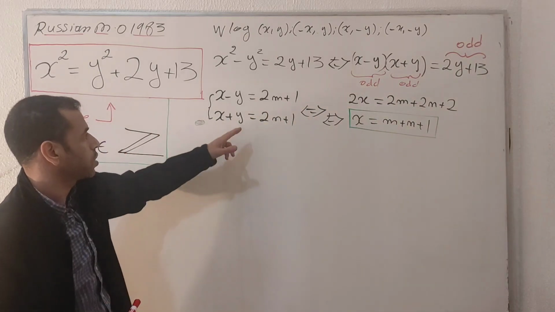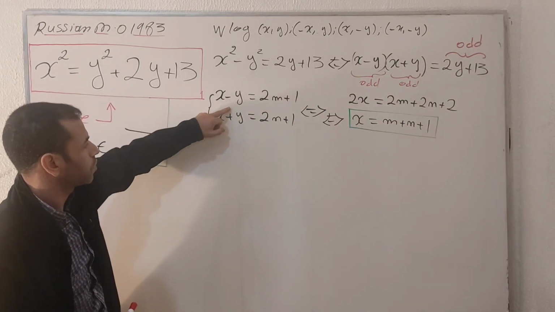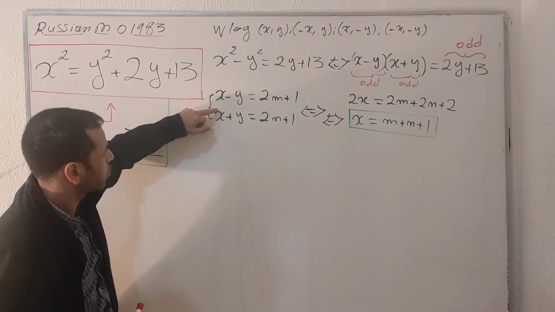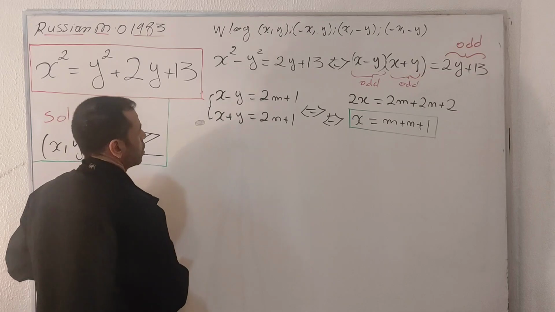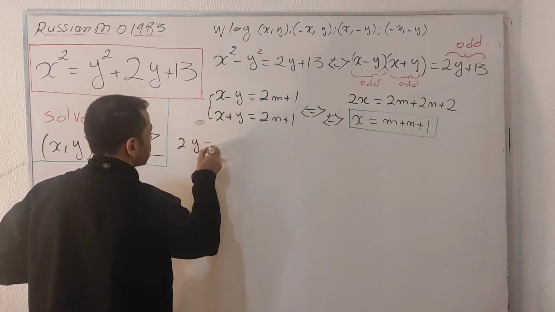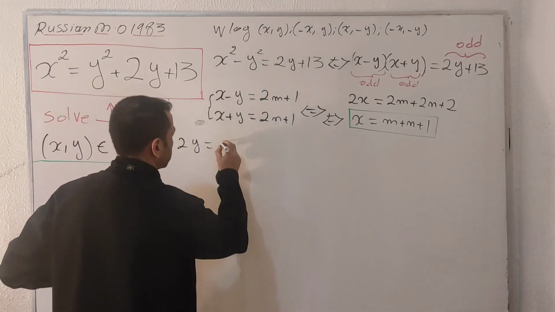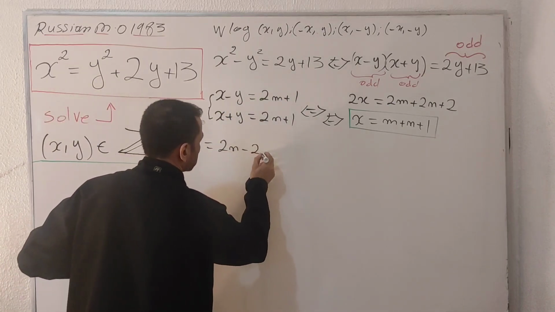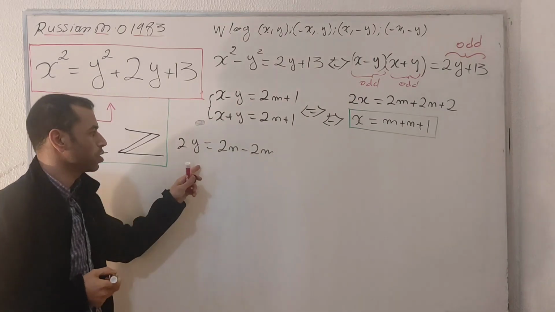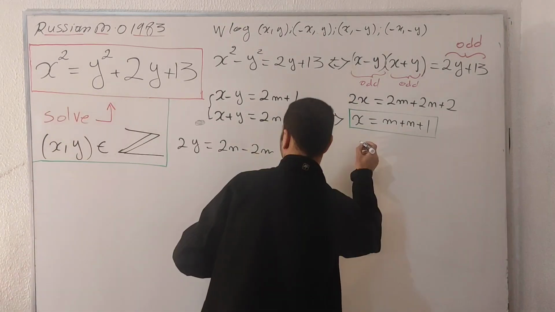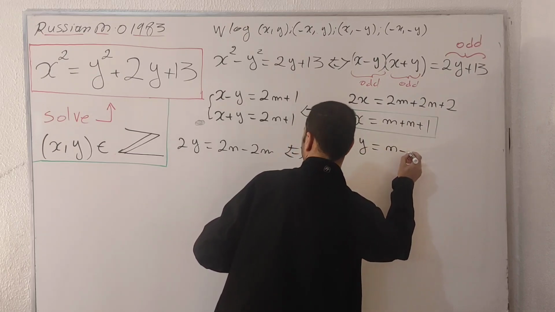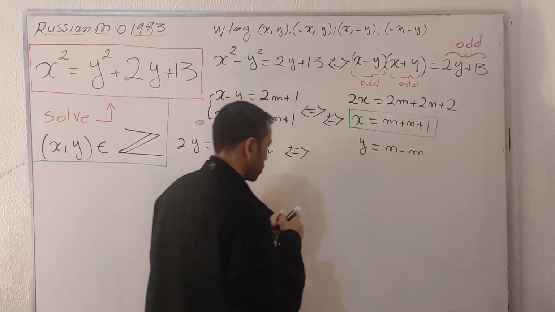Now on the other side, I'm going to solve for y, okay? So I'm simply going to subtract equation number 1 from equation number 2. I will have the expression of 2y, x will be cancelled out. I will have 2n minus 2m, number 1 will be cancelled out. So I'm simply going to divide both sides by number 2. I will have y equals n minus m, like this.